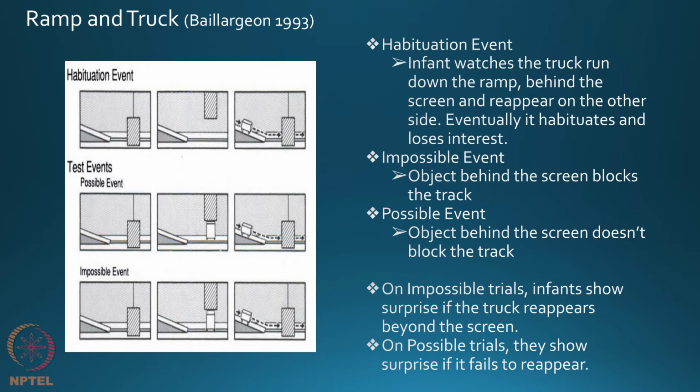cannot emerge from the other side of the screen. So, now what we are looking for is the understanding that in the possible events the truck can emerge from the other side of the screen, whereas in the impossible events the truck cannot emerge from the other side of the screen, because there is an obstacle blocking its path.